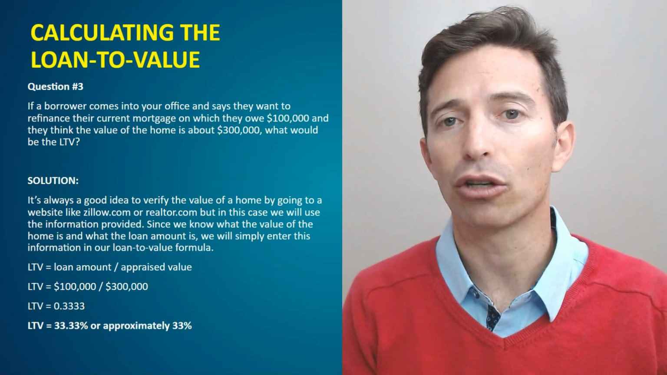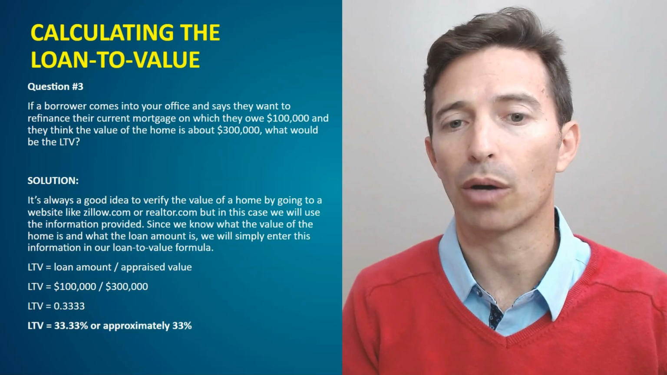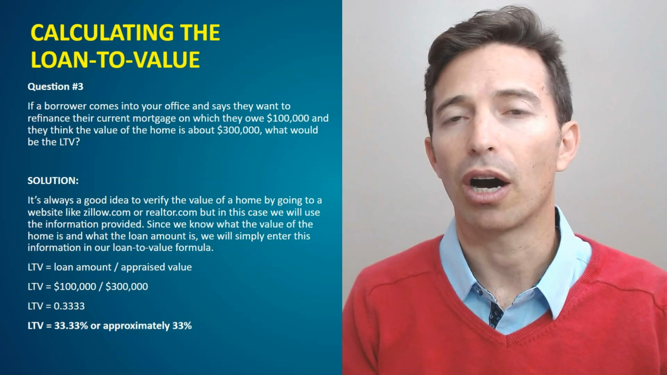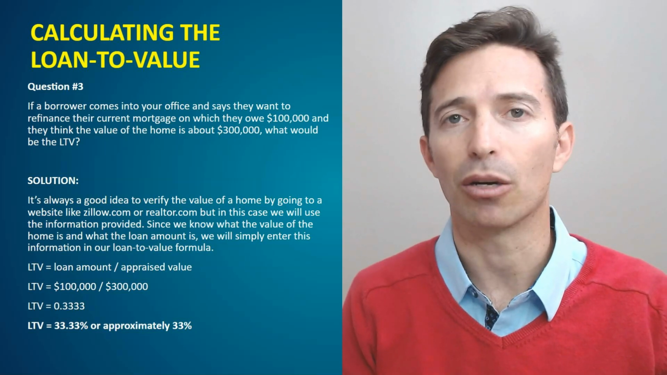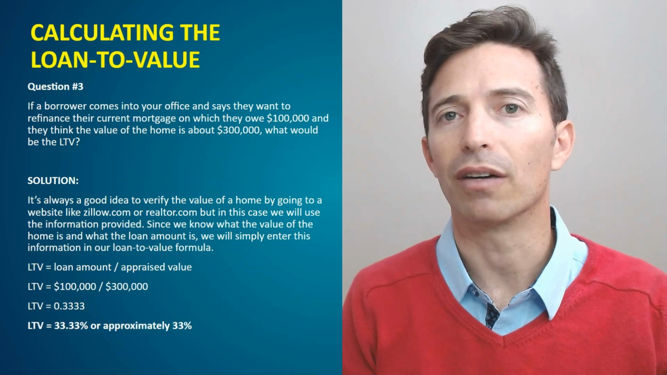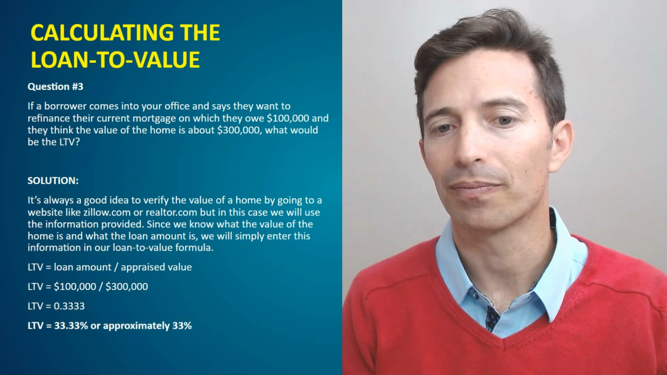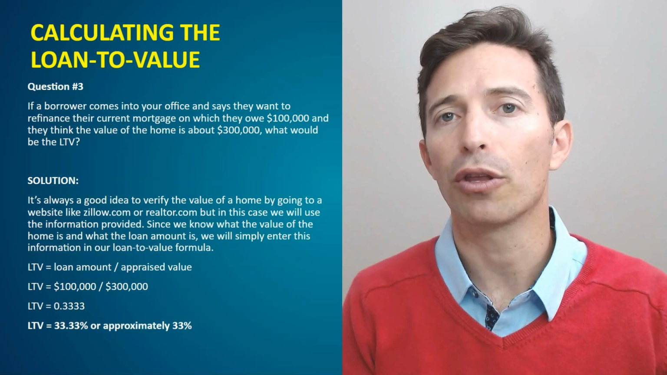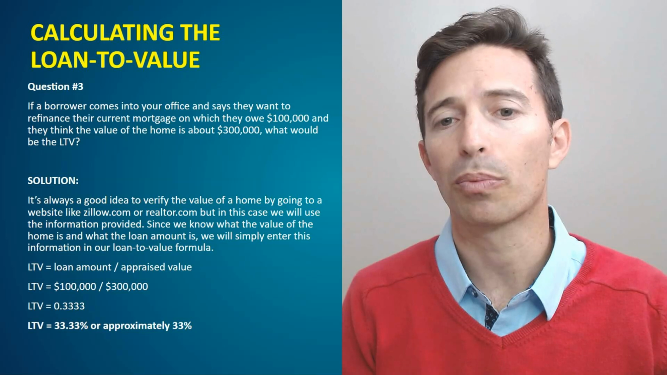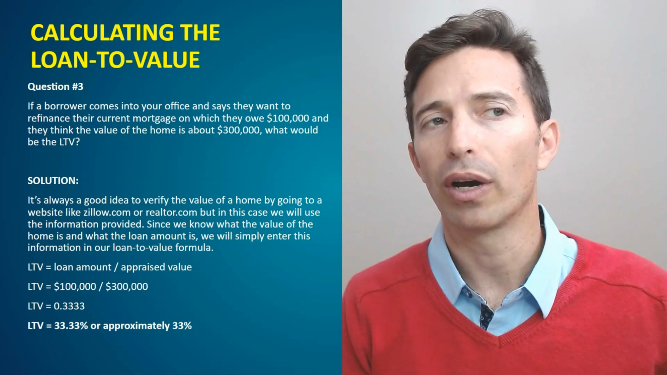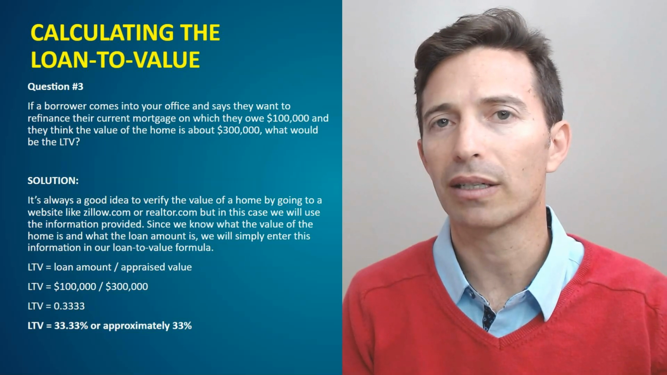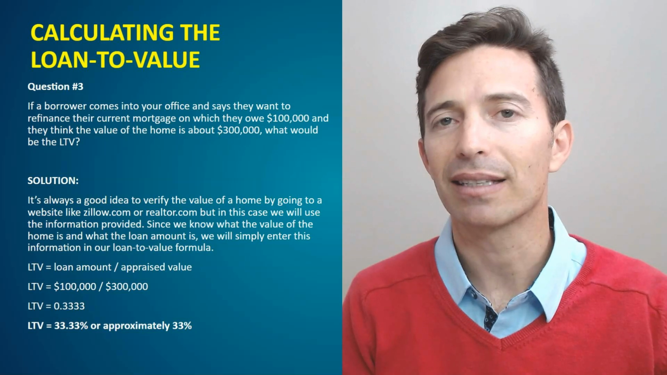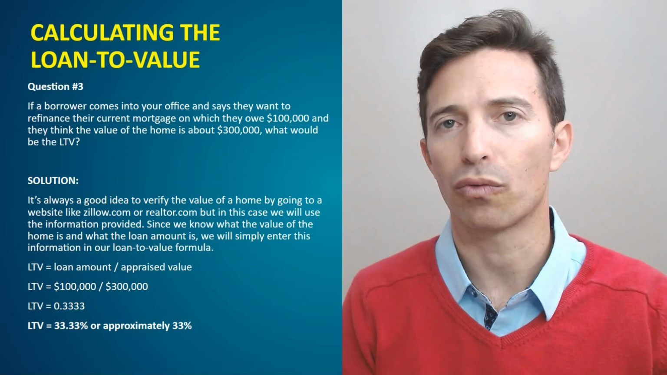Now we're going to calculate the LTV by replacing the loan amount and the appraised value with the numbers that were given. So the LTV is going to equal $100,000, which is the loan amount, divided by $300,000, which is the estimated appraised value. And we're going to get an LTV of 0.3333, which we know is going to be 33.33% once we convert it to a percentage. Now, you can go ahead and estimate a value and simply say it's approximately around 33%. And in this case, that's how you would solve a problem when a borrower is refinancing.